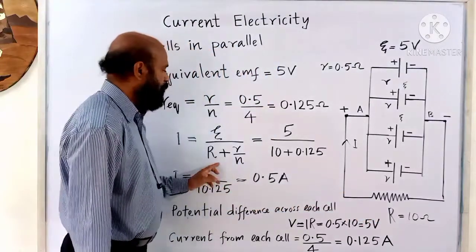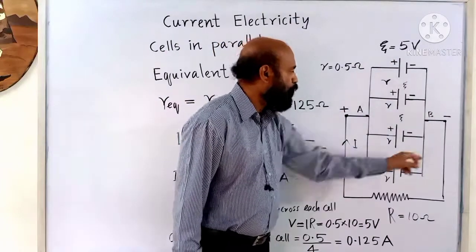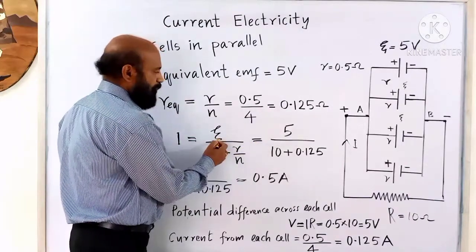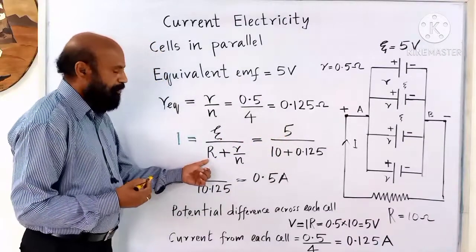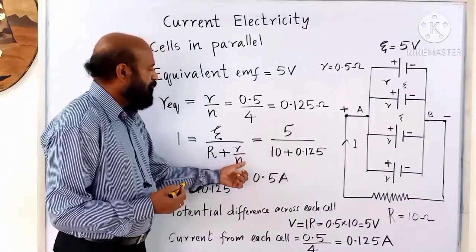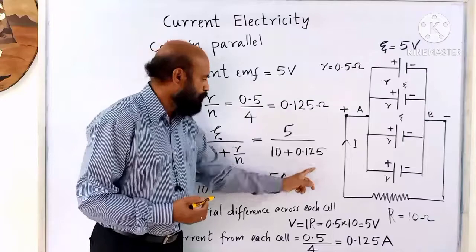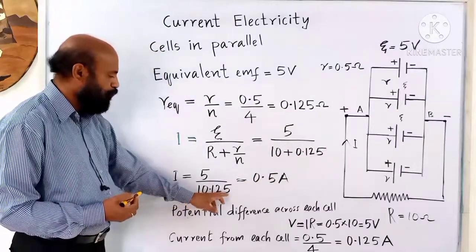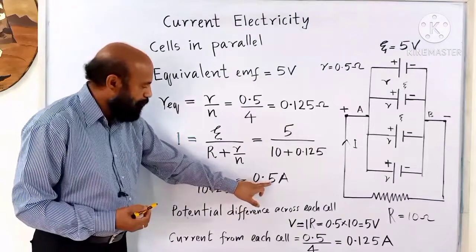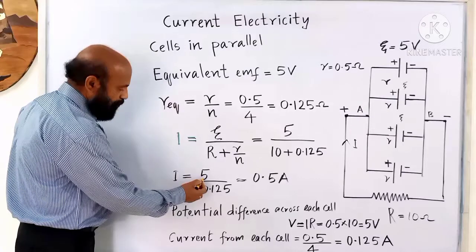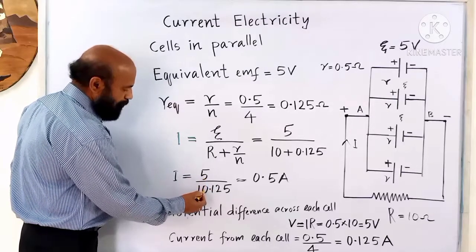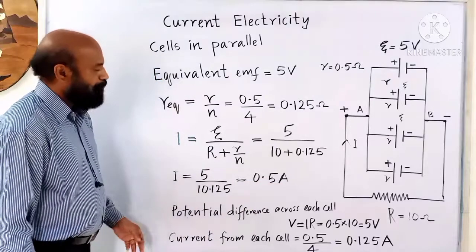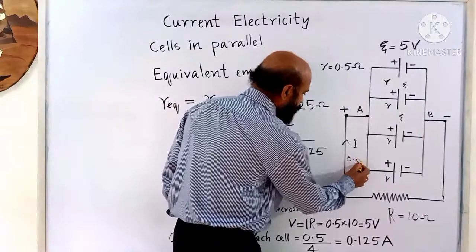External resistance is capital R. Then the internal resistance of these 4 cells is r by N. Psi is 5 volt. Then external resistance is 10. Then r by N is 0.125 ohm. Then 10 plus 0.125 is 10.125. This can be taken approximately as 5 by 10. Approximately, 5 divided by 10.125 is approximately 0.5 ampere. So the current is 0.5 ampere.